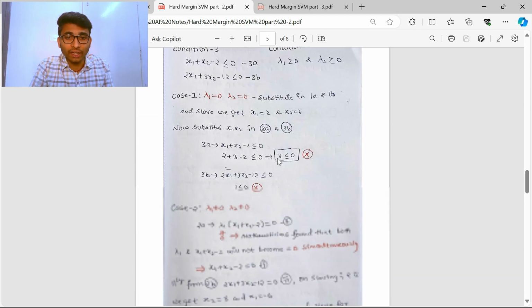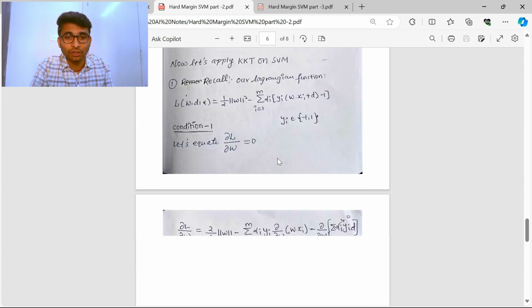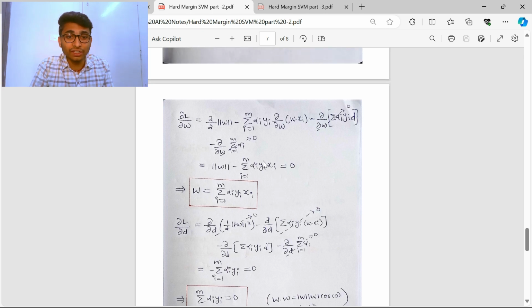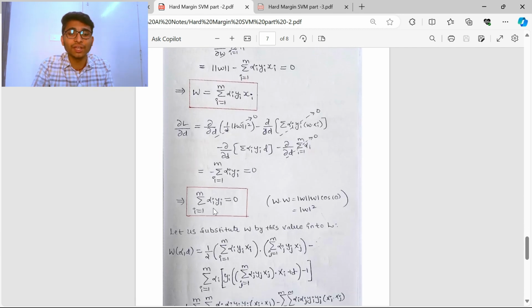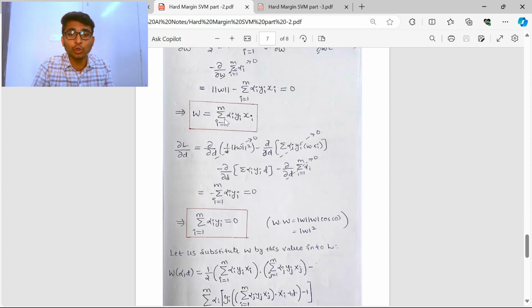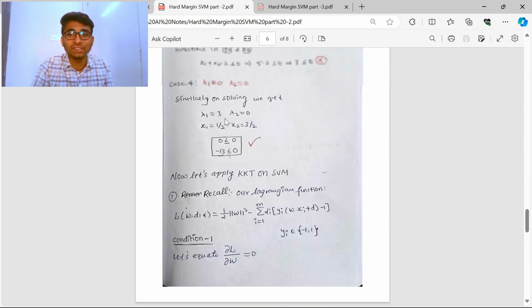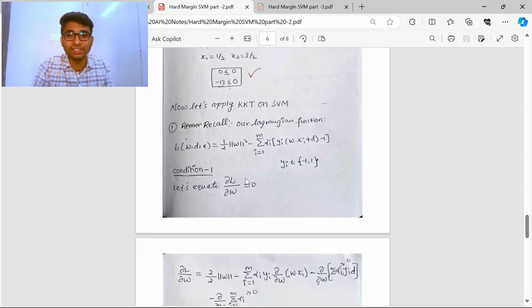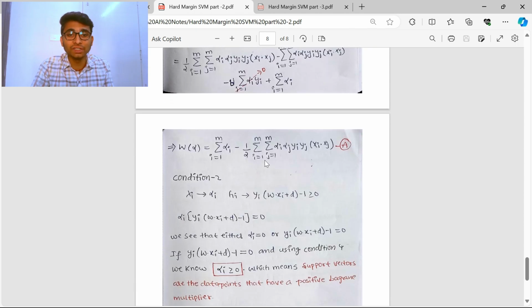Now, on solving KKT conditions, we came up with these results. W is equal to the summation of alpha i yi xi, for i from 1 to m, and the summation of alpha i yi is equal to 0. On substituting this W in the Lagrangian function, we came up with this W of alpha. I renamed it as A.